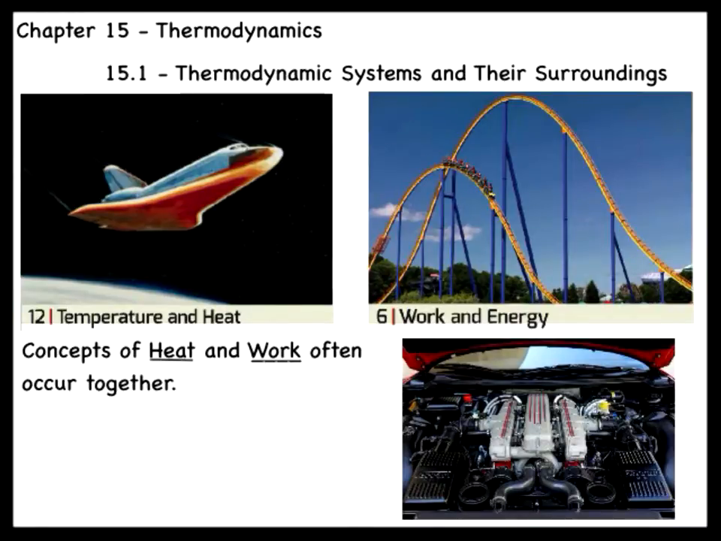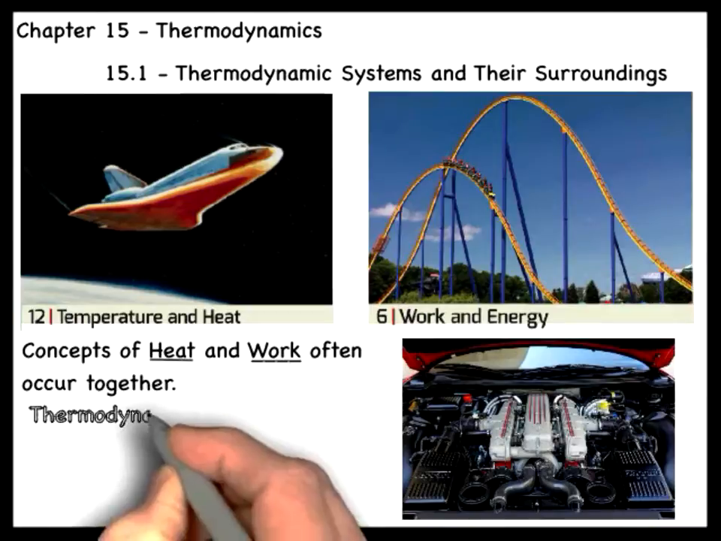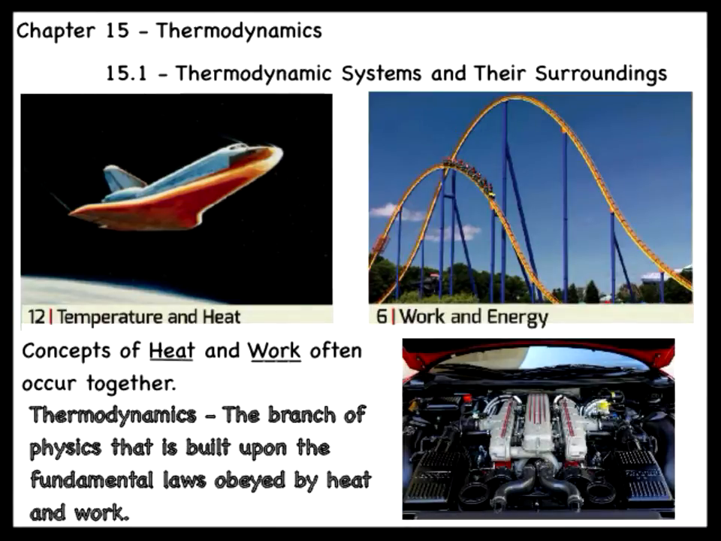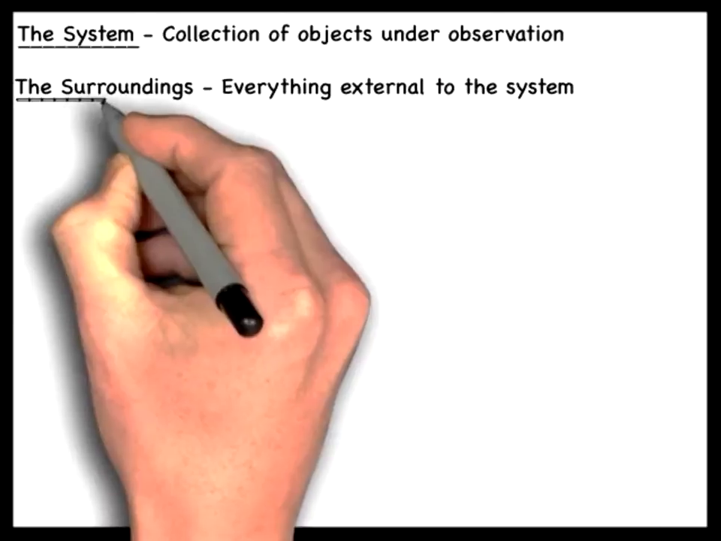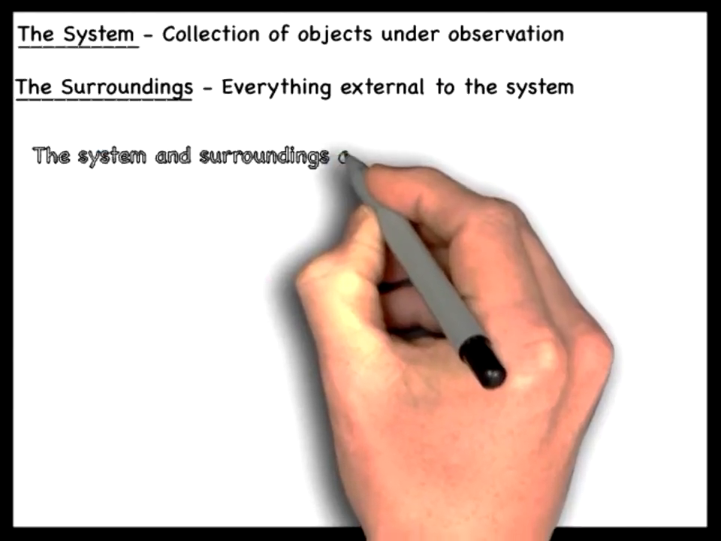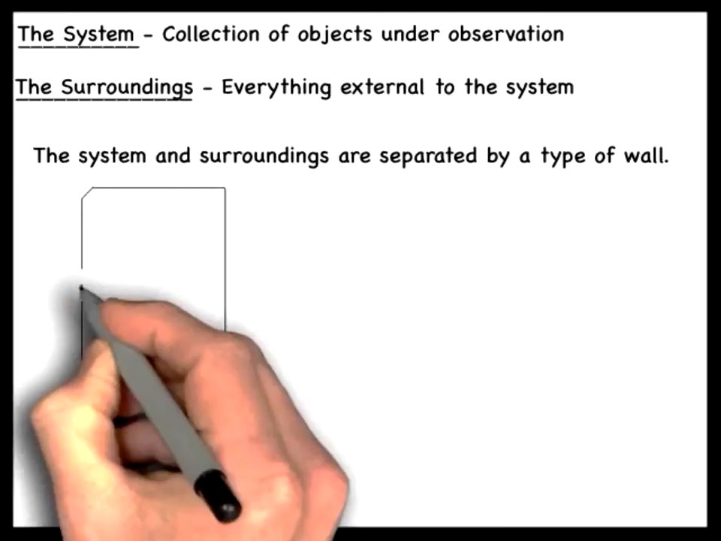In this chapter, we are going to study the branch of physics known as thermodynamics, which is built upon the fundamental laws that are obeyed by heat and work. In thermodynamics, the collection of objects under observation is known as the system, while everything else in the environment is called the surroundings. The system and its surroundings are separated by walls of some kind.